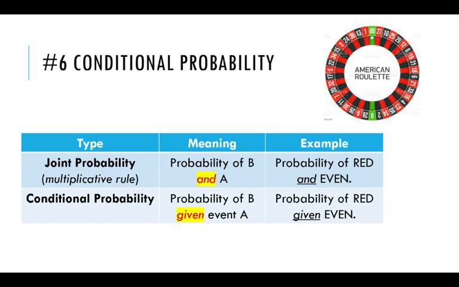A conditional probability is different. We're asking about the probability of B given event A. So what's the probability of red given that we land on an even number? What's the probability of red given that we land on an even number? And those clearly do not have to be the same. Hopefully I didn't pick an example where they are the same, but they don't have to be the same, right?